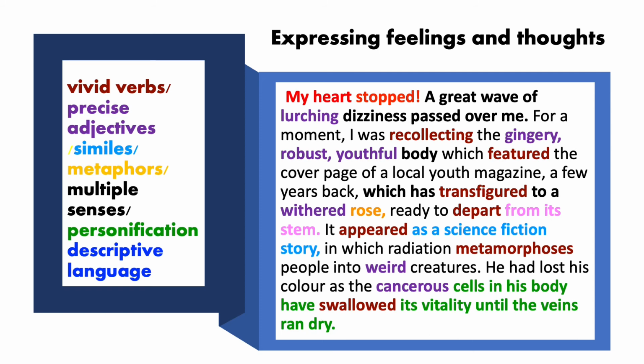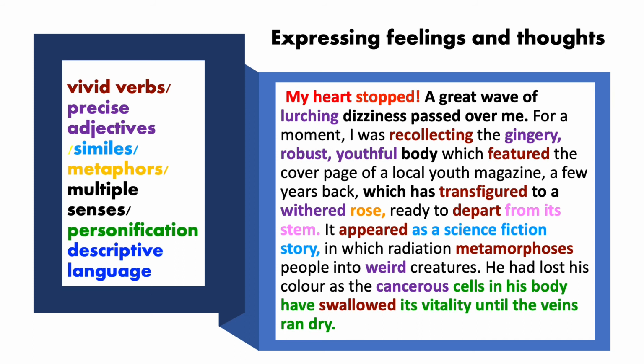Then I used vivid verbs such as recollecting, featured, transfigured, depart, appeared, and swallowed. None of them are vague verbs or general verbs. And then I used precise adjectives to describe some nouns. For example, to describe the dizziness, I used lurching. And then to describe his body before the cancer ate him away, I used gingery, robust, and youthful. And for his disfigured body, I used weird. And at last, for the cells, cancerous.